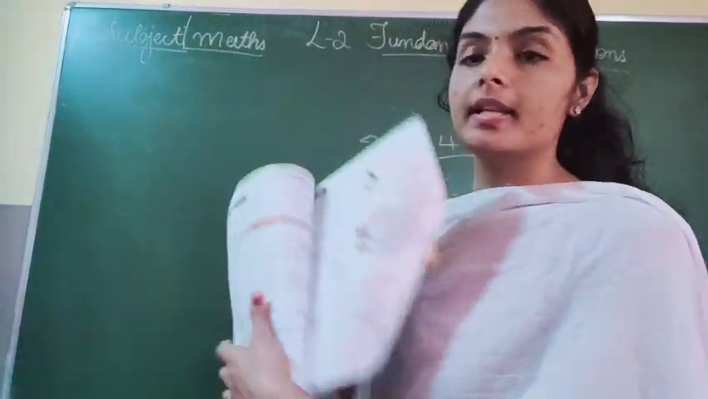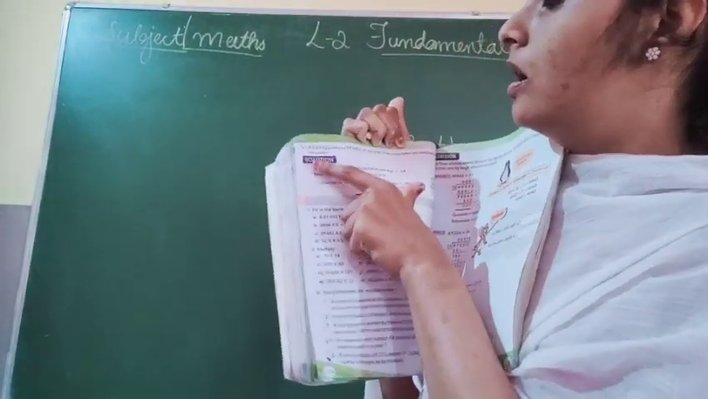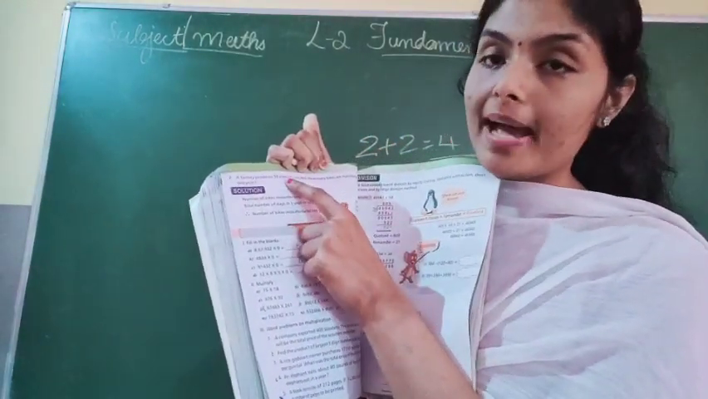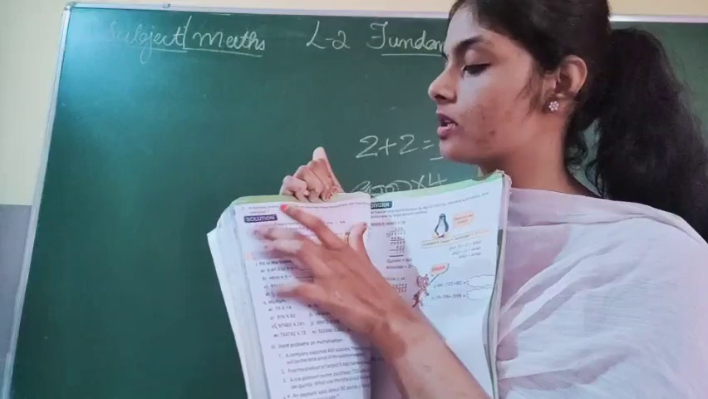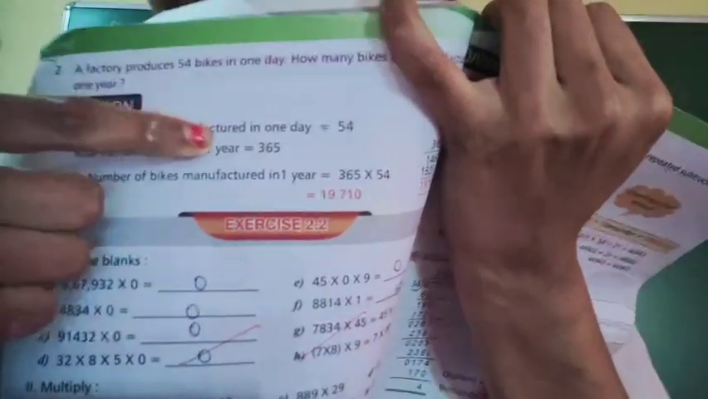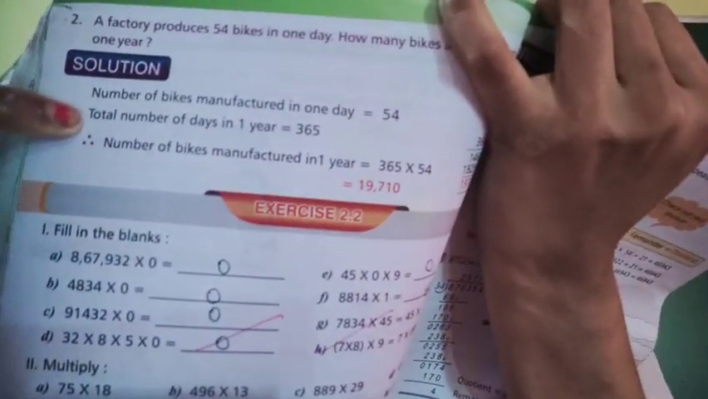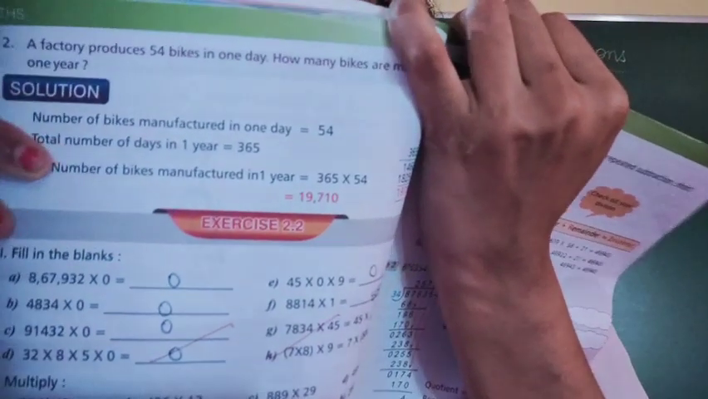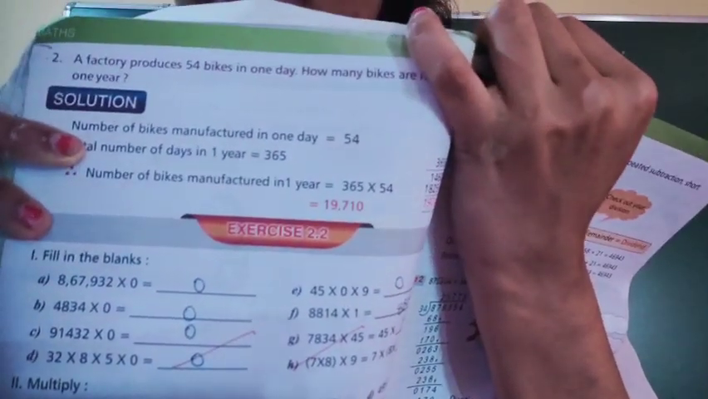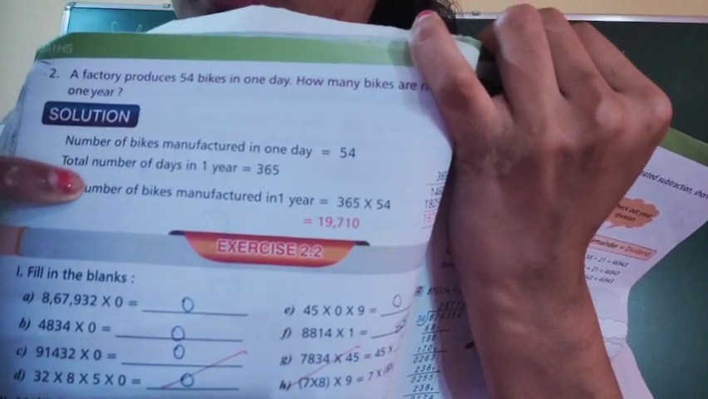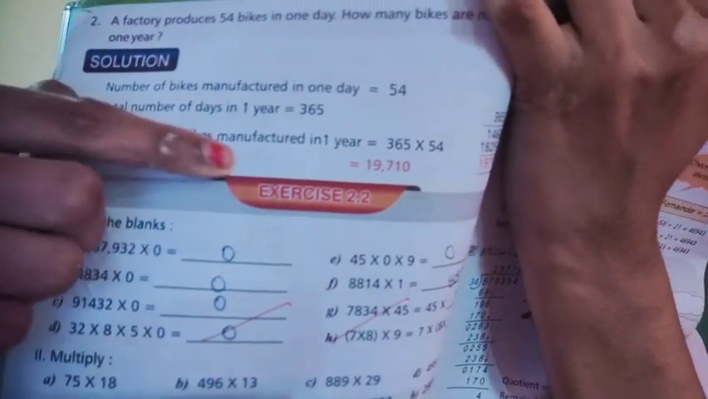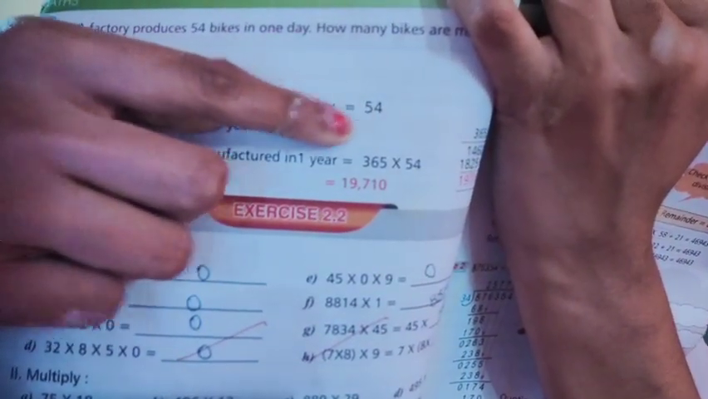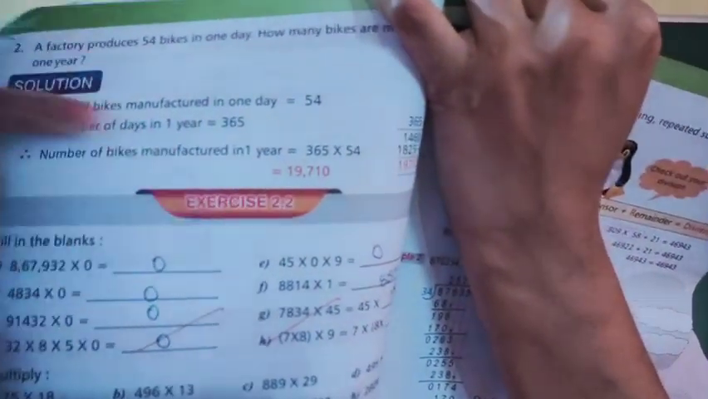Okay. See, in the next page they have given: a factory produces 54 bikes in one day. How many bikes are manufactured in 1 year? So they have given clearly, can you see this? The number of bikes manufactured in one day is 54. In 1 year, how many days are there, children? 365 days. So the number of bikes manufactured in 1 year, we have to multiply 365 into 54. You get the answer. Understood?